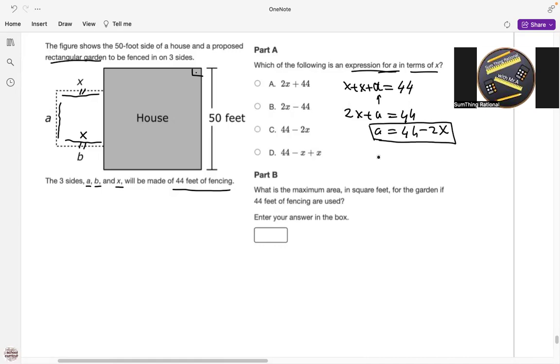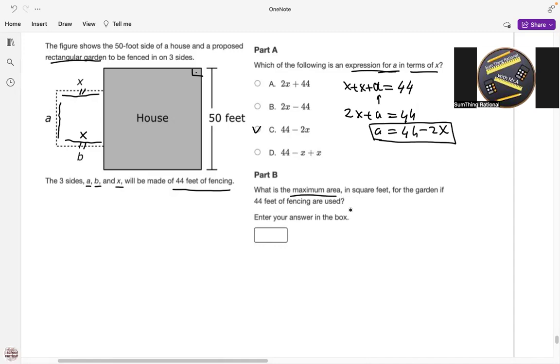So the expression for A in terms of X is 44 minus 2X, which is not 2X minus 44, or this one, or 44 minus X plus X, where minus X and plus X cancel out each other. So we got A.